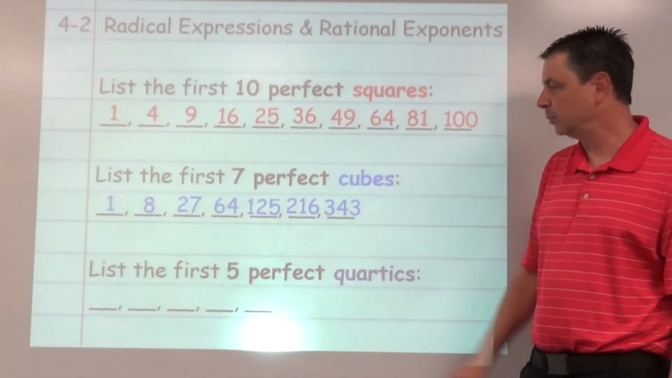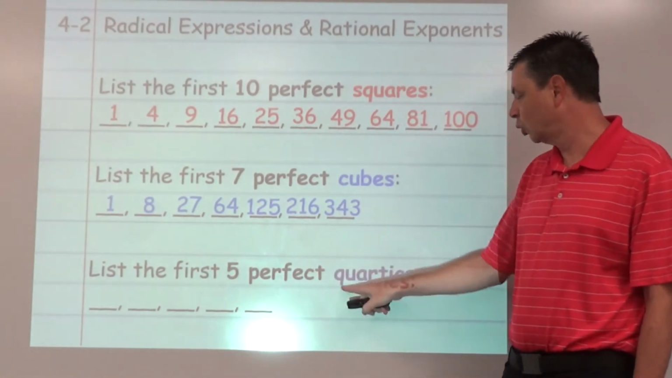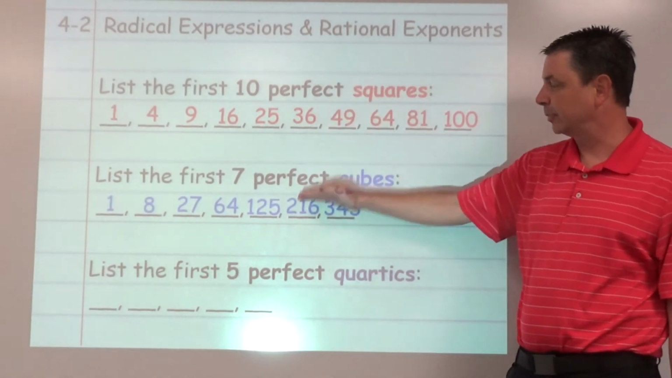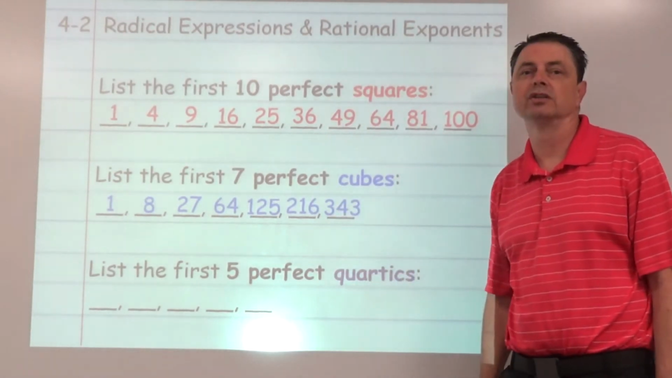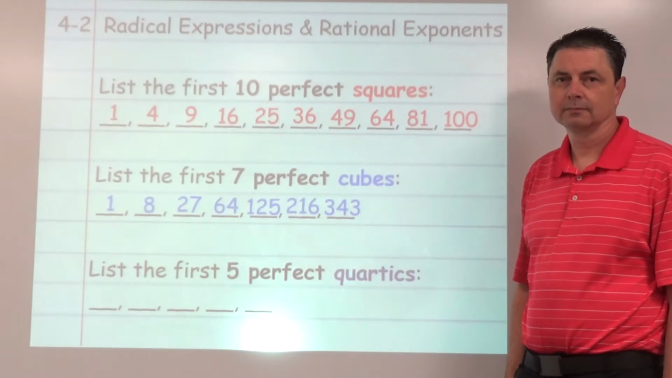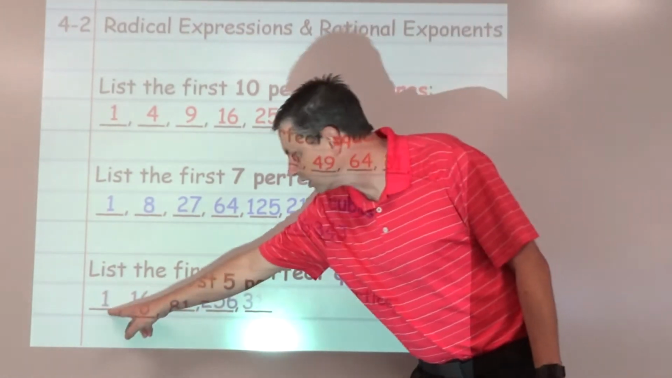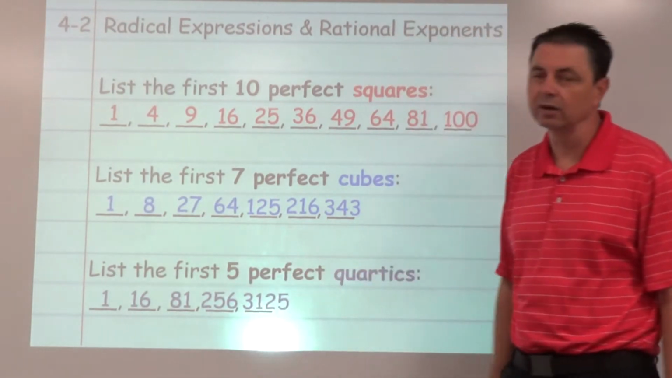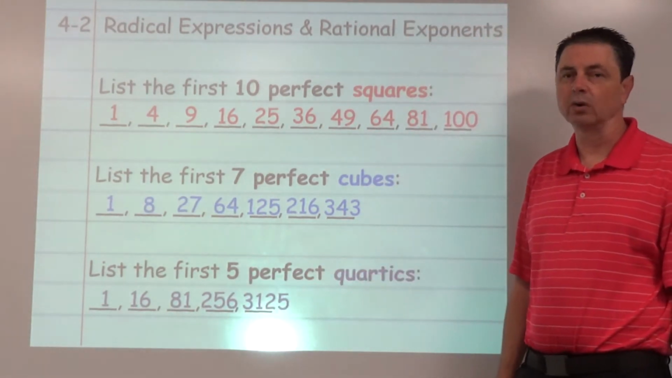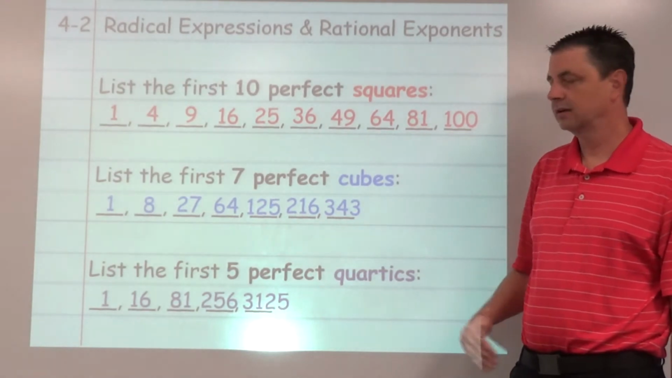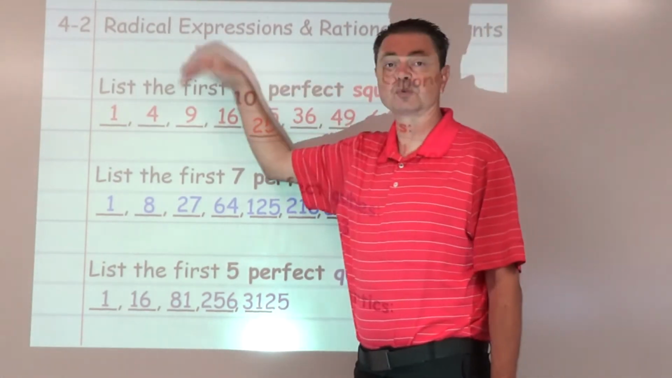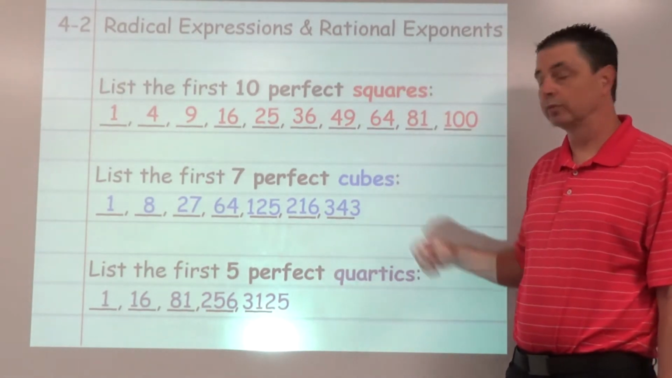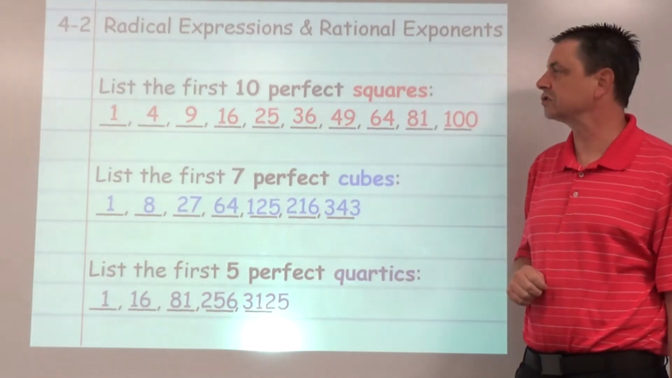We're going to wrap up with the first 5 perfect quartics. You might not be familiar with that word, but you can kind of sense the pattern that we're going through, so I bet you could do it. 1 to the 4th power, 2 to the 4th power, 3 to the 4th power, 4 to the 4th power, 5 to the 4th power. These are going to help us with our radical expressions, which are roots, taking square roots, maybe cube roots, maybe 4th roots, and so on.